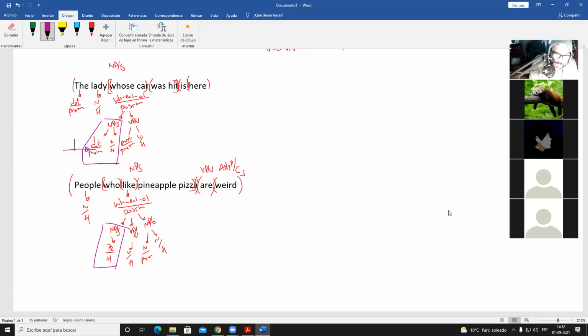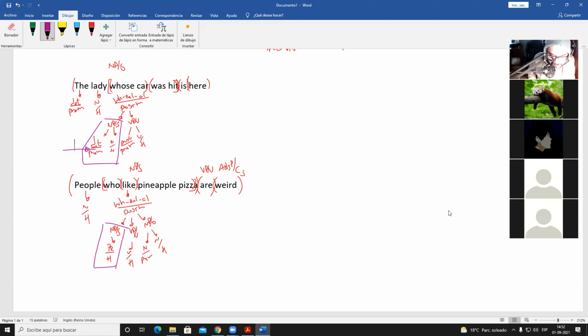Más o menos. ¿Qué parte no? A ver, por lo que entendí, la diferencia es lo que sigue. Exacto. Arriba es whose car, y en el otro viene un verbo, whose like. Claro, claro.